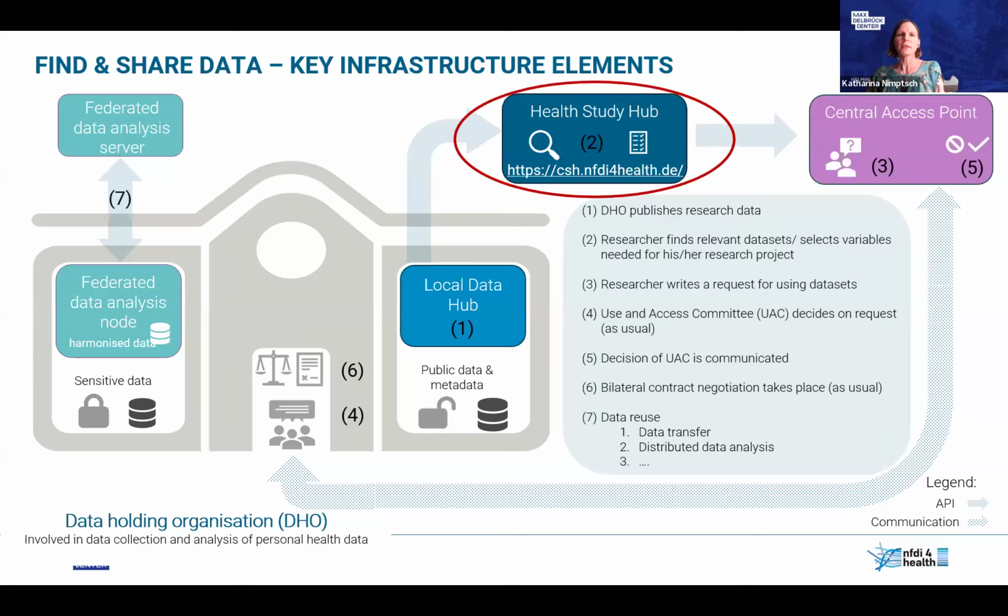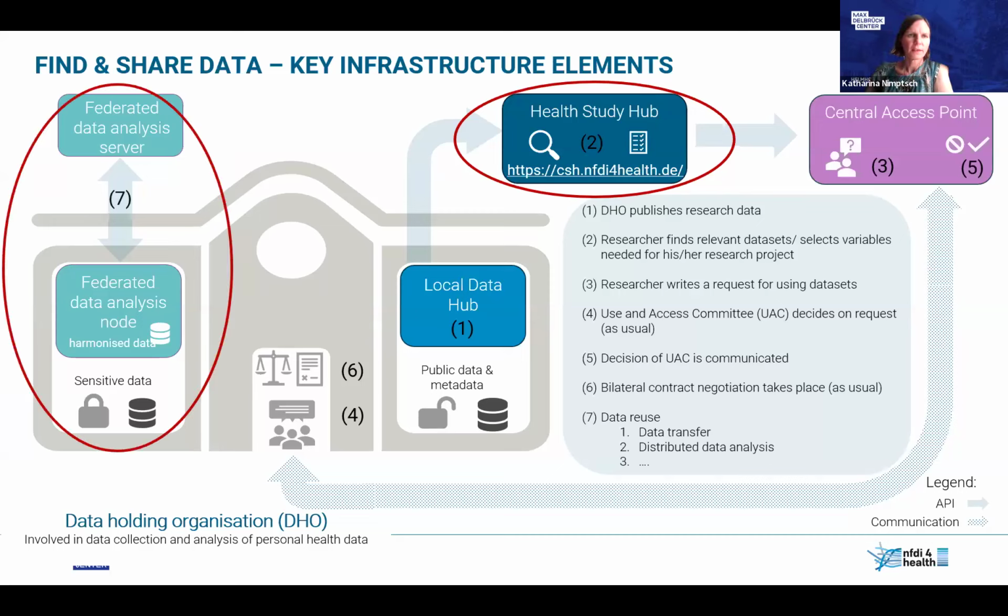So we need a metadatabase to plan our research projects. So we have the Health Study Hub, and the link is already in the chat, as I saw. Here researchers can go and find out which studies are eligible for their specific study question. And then on the other hand, we offer this federated data analysis server for the federated analysis, and the data holding organizations then have a federated data analysis node. And I also want to mention here that for running federated analysis of multiple studies, we also need harmonized data.